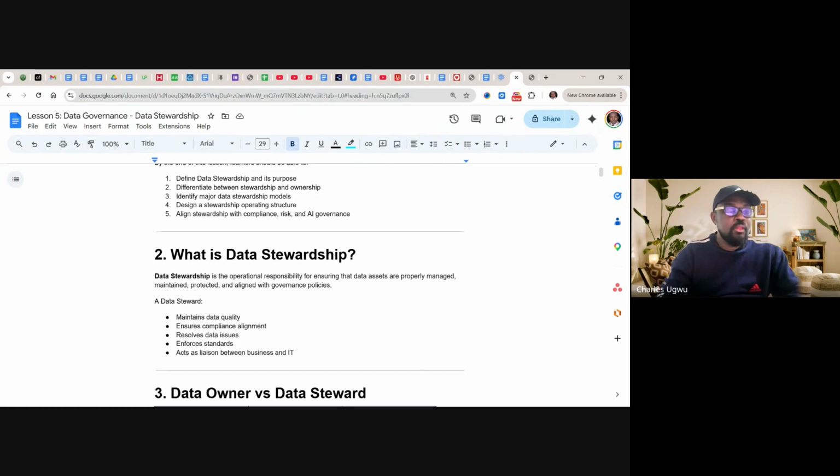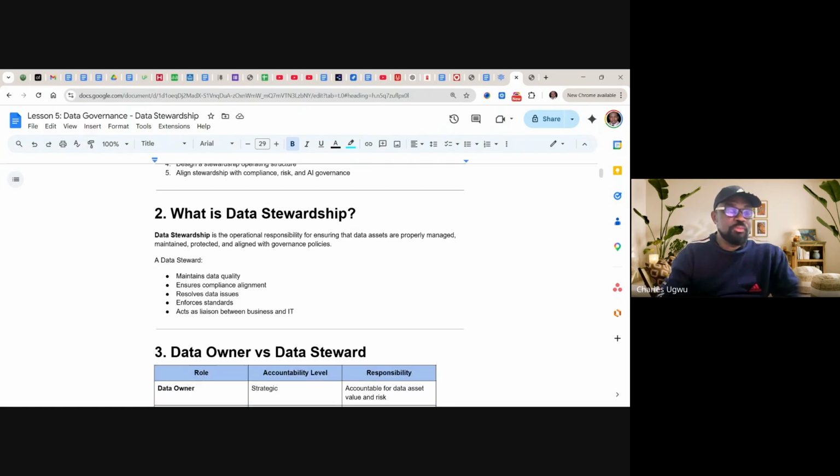So what is stewardship in data governance? Data stewardship is the operational responsibility for ensuring that data assets are properly managed, maintained, protected, and aligned with governance policies. What I'm trying to make us understand here is that in data governance, data stewardship is the operational aspect of data governance.